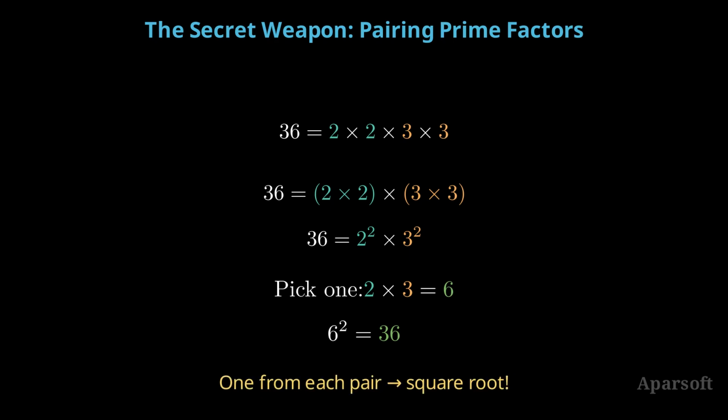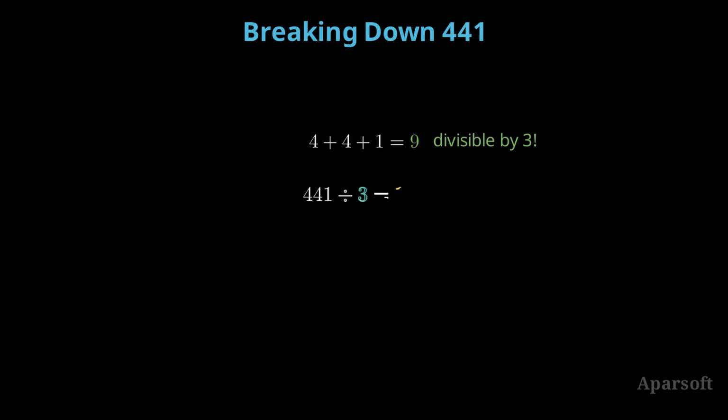Now let us use this on 441. Let us break 441 down into its prime factors. Is it divisible by 2? No, it is odd. What about 3? Let us check. 4 plus 4 plus 1 equals 9, and 9 is divisible by 3. So, 441 divided by 3 is 147.